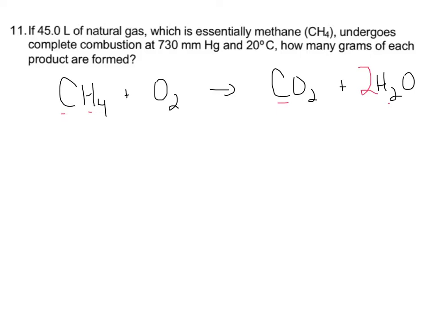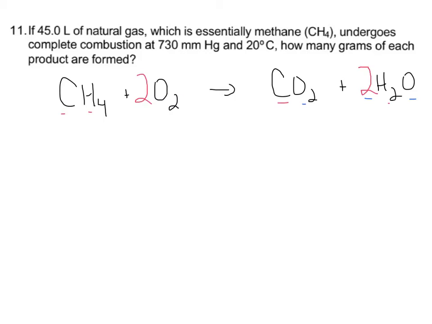Now the hydrogens are balanced, so the last thing is to balance the oxygen. If we look here, we have 2 oxygen in the carbon dioxide and 2 times the 1 oxygen in the water. That would get us to 4 oxygen total. So on this side, we'll put a 2 in front of the O2. Now that we have a balanced reaction, we can deal with the rest of the stoichiometry to solve for this problem.